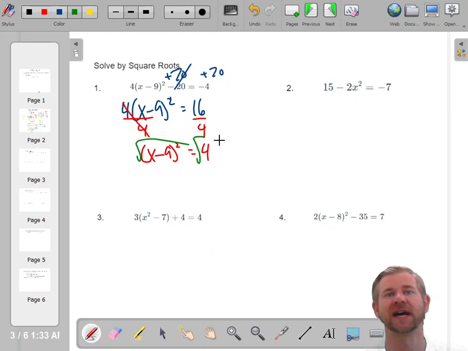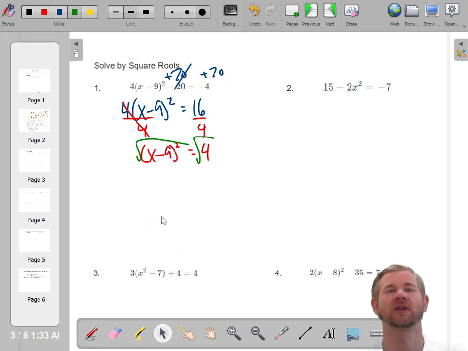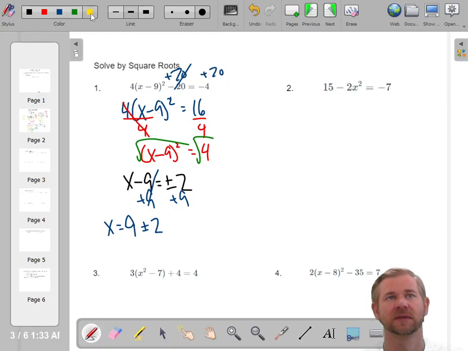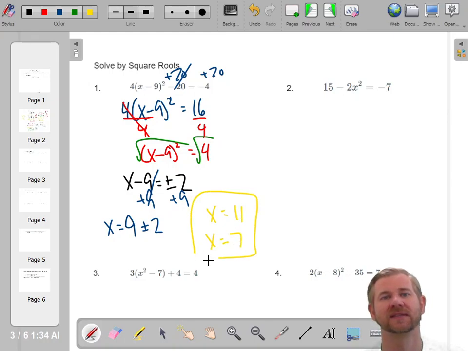Now I will square root both sides, and this is where you need to be really careful. There are two answers. On the left side, you have x minus 9, and on the right side, the square root of 4 is plus or minus 2. You got to have both. And to solve this, I will now add 9, and you have to write this a special way. 9 is positive, and it is getting added or subtracted to 2. Well, plus 2 or minus 2. So that means 9 plus 2 is 11, and 9 minus 2 is 7. So this is 7 or 11 are your answers.